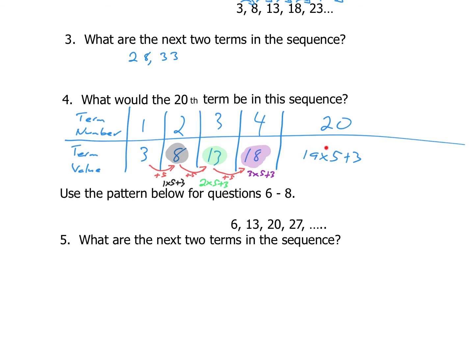But I don't have 100. I have 1 group of 5 less than that, because I don't have 20 groups of 5, I have 19. So that's 1 group of 5 less than 100. 100 take away 5 is 95, plus 3, which is 98. And that is your answer here.